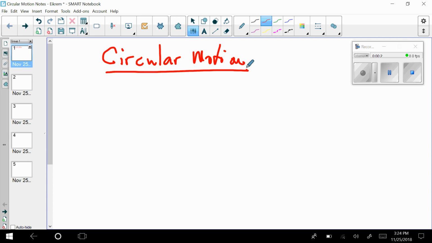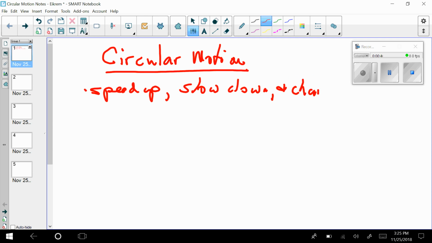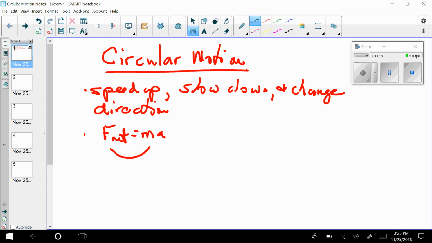Okay, we know that objects accelerate in three different ways. One is they speed up. The second one is they slow down. And the third one is they change direction. We also know that forces cause acceleration. Newton's second law says F net equals ma. Forces cause acceleration.